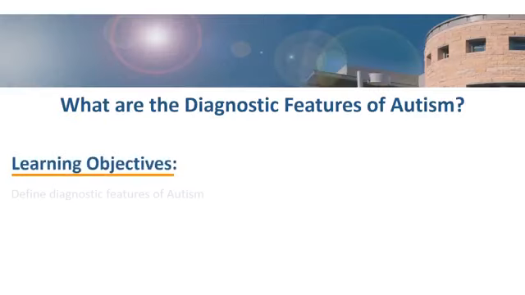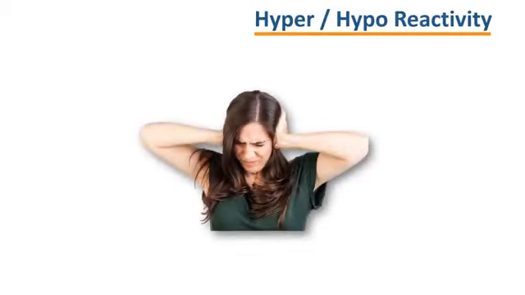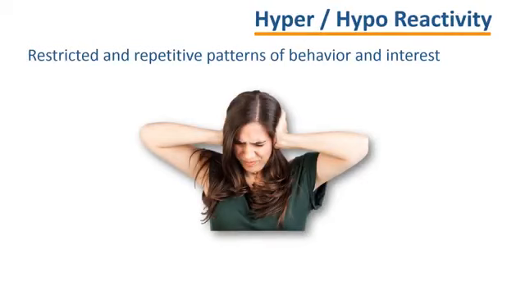In this lesson, we will define and discuss one of the diagnostic features of autism, including hyper and hypo reactivity to sensory input, as well as some of the common behaviors you might see when an individual is struggling with these sensitivities. Part of the diagnostic features of autism spectrum disorders include restricted and repetitive patterns of behavior and interest.